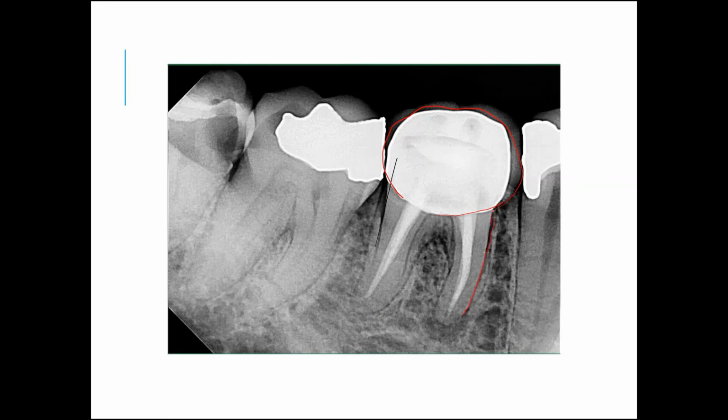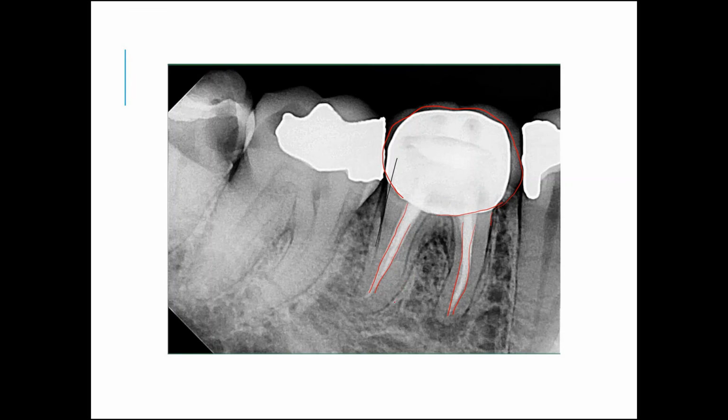Then in the radicular part, look at the outline of the root. The root appears to be normal, and in the pulp canal, you can see radio-opacity along the pulp canal suggestive of an obturated tooth or a root canal filling material. Now let us analyze the periapical region.